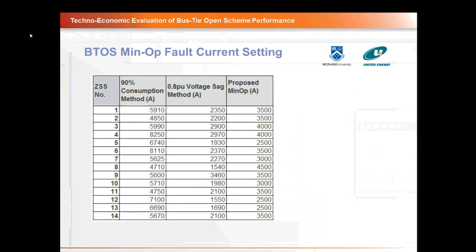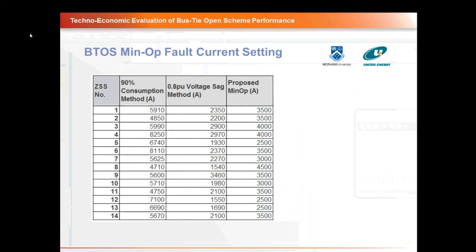Firstly, the asset life of a circuit breaker is dependent on its number of operations. So we want to extend the asset life of the circuit breaker by reducing the number of times this scheme operates, because for faults which have a low fault current, it is not necessary for the bus tie open scheme to operate, so it's not efficient.